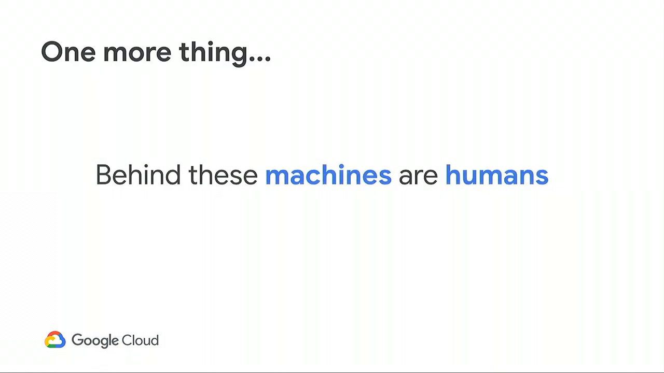And I'm going to talk about one more thing. It's really important to remember that behind these machines are humans. It may sound really obvious, but as people that are involved in any part of the model building or deploying process, we are responsible for the predictions that are generated by our machine learning models. So this means it's really important to take steps to make sure that your training data is representative of the people that are going to be using your product.